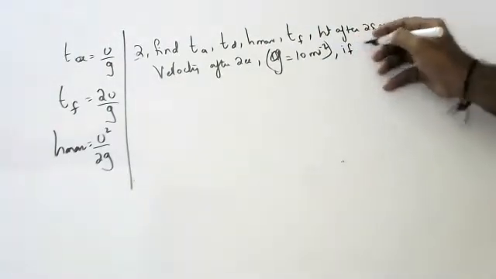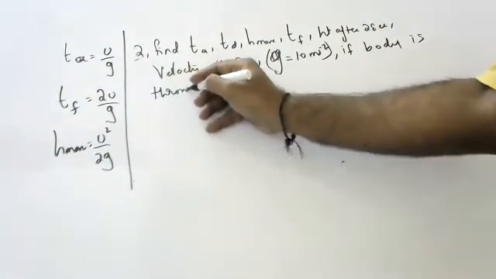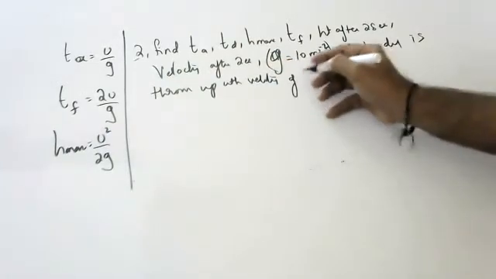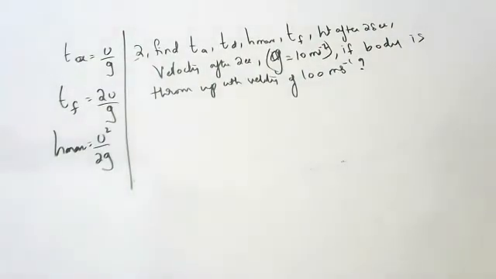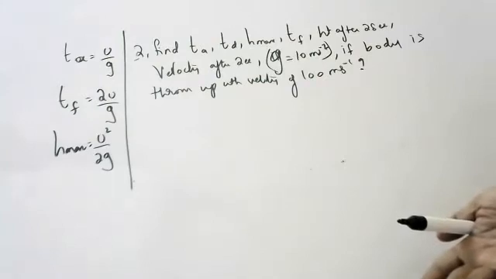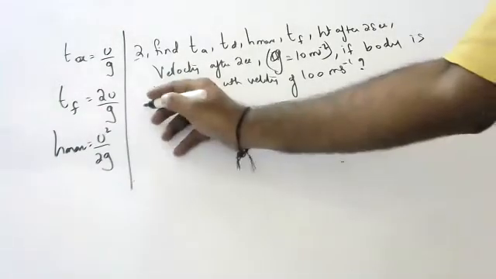If a body is thrown up with a velocity of 100 meters per second, time of ascent is 10 seconds. Time of descent is 10 seconds. So time of flight will be 20 seconds. That's all. Come on. Maximum height, no one is telling.